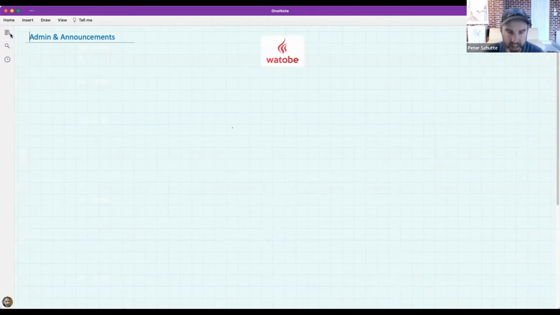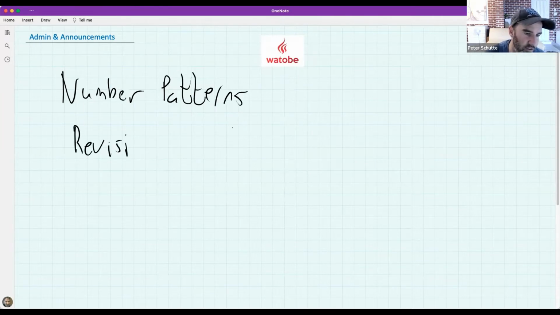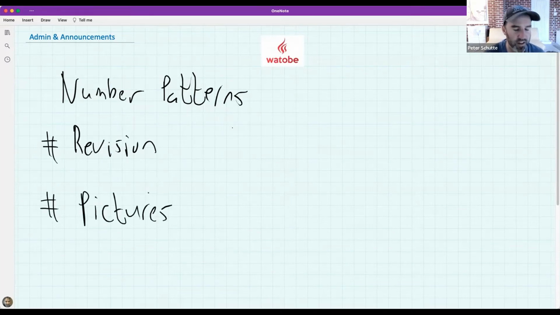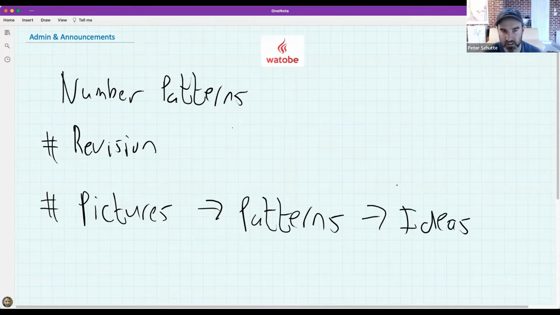Let's start our lesson today. Just to let you know, this is our last lesson in a series of lessons on number patterns. Today we're going to do a bit of revision, and then the new bit that we're going to bring in is using pictures. We're going to take pictures and look at whether they have patterns in them that we can use some of the ideas we've learned in this series of lessons. So that's the newish stuff.